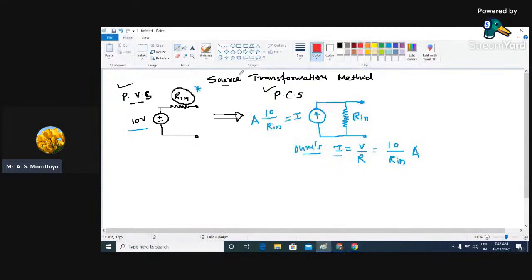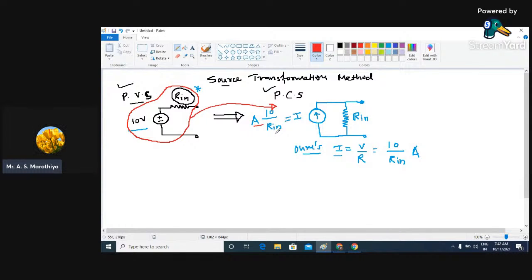If in a circuit you have this structure, like a 10 volt voltage source in series with an internal resistance of R in, the same particular circuit you can replace by a current source in parallel with its equivalent resistance, where the magnitude of that current source is going to be 10 by R in, and the unit is ampere. I hope this is clear to everyone. This is the philosophy behind the source transformation method.